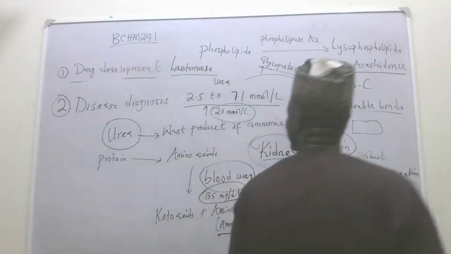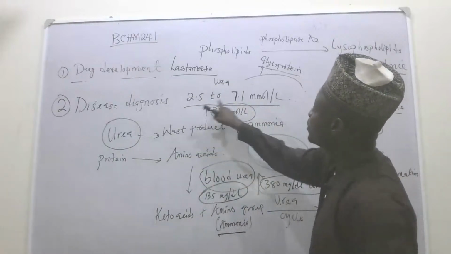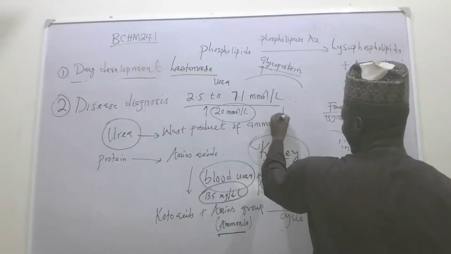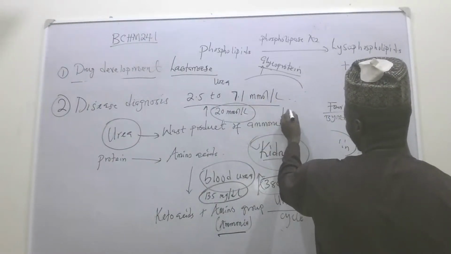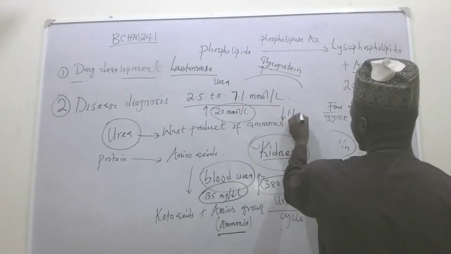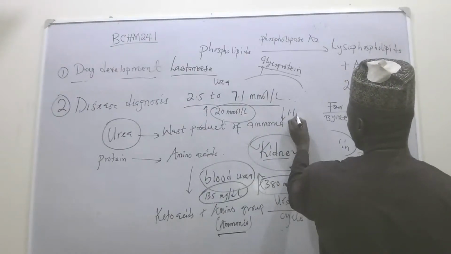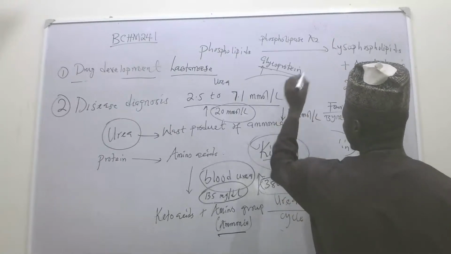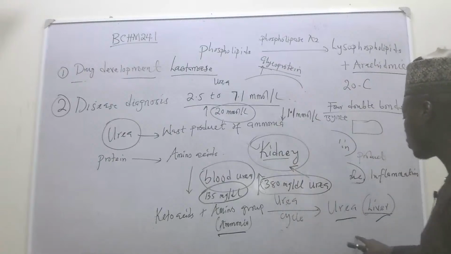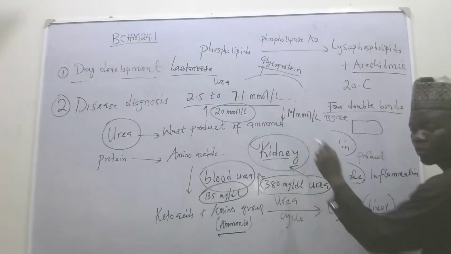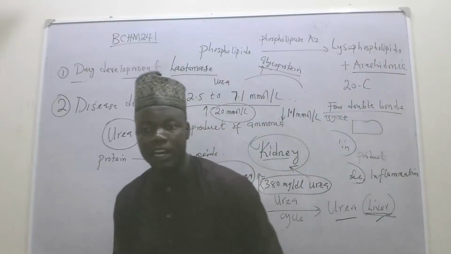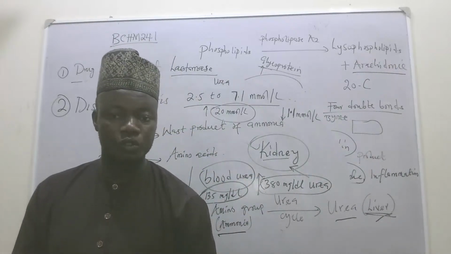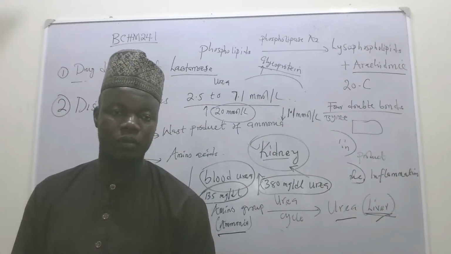So now, instead of 2.5 to 7.1, you check the blood and observe that there is a decrease in urea, let's say you find that it's 1.1 millimole per liter. So where do you think the problem is? Is it from the liver or from the kidney? The liver has done its job by producing it, but the kidney that is supposed to excrete rather stores it instead of excreting. Excellent.